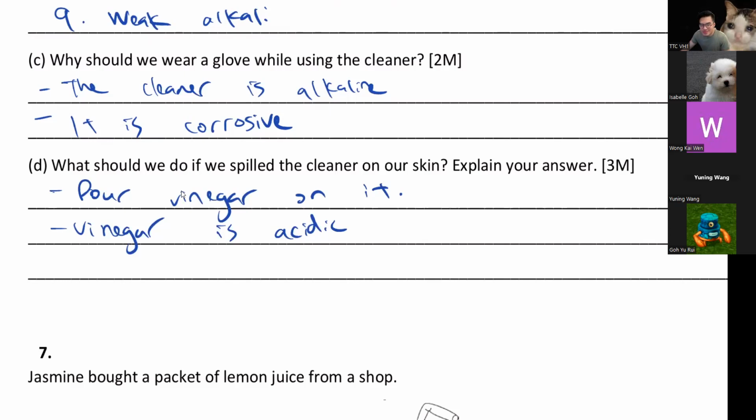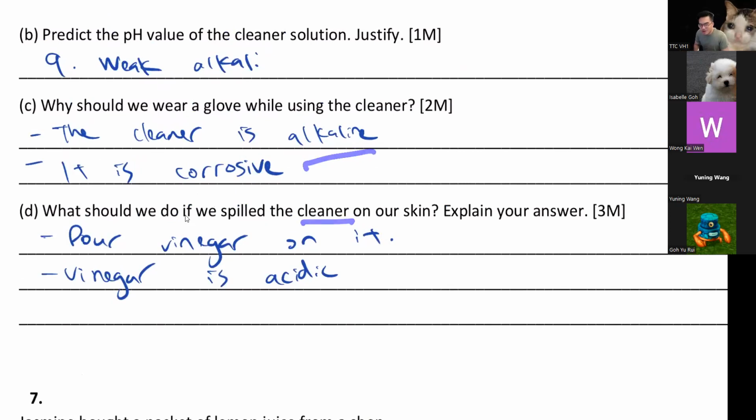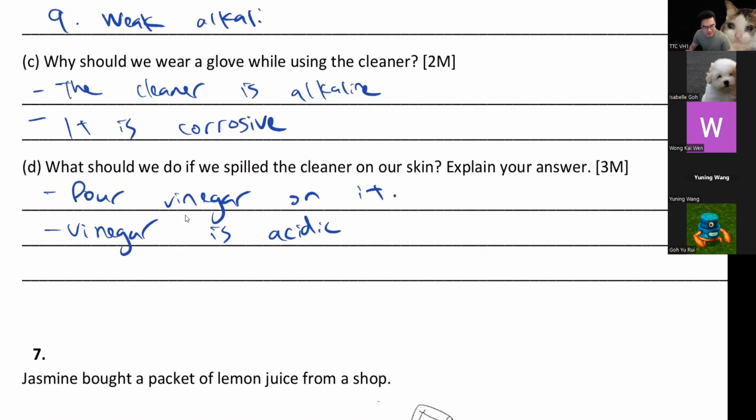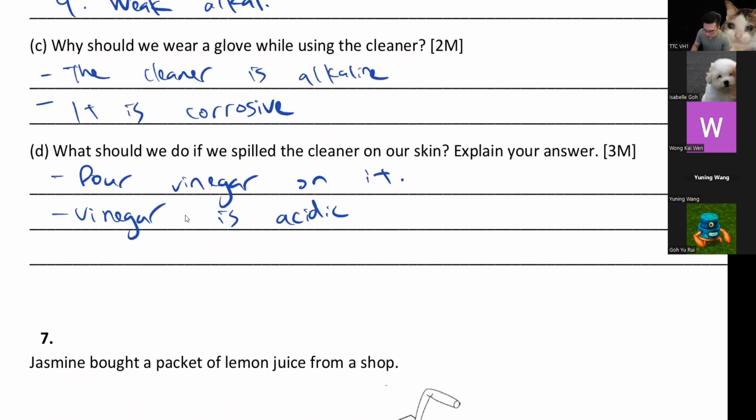Hello? What will the acid do? Destroy your skin? No, it doesn't, because you got this alkaline already. Why do we add acid on it? Because acid and alkaline, what will they do? Understand? We learned this last week. Yes, they neutralize. Very good.